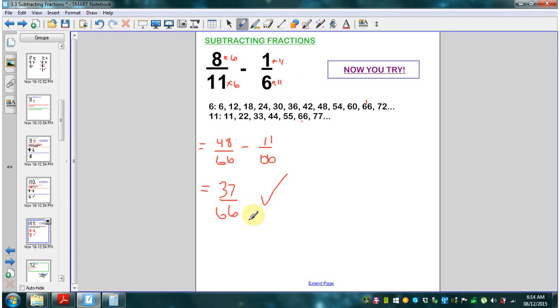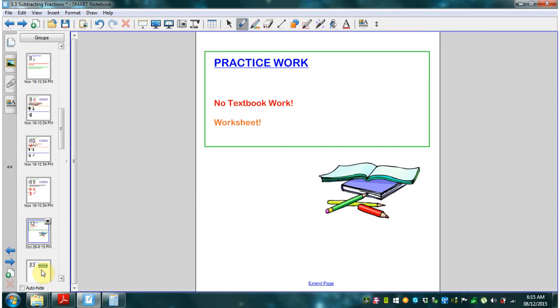Okay, if you have a lot of trouble with this one, please let me know so I'll work with you and try to straighten out the troubles you're having. And then when you're ready, you can come get a worksheet from me, and that's your practice work with this lesson. So I hope you enjoyed this lesson, guys, and good luck with your practice work.